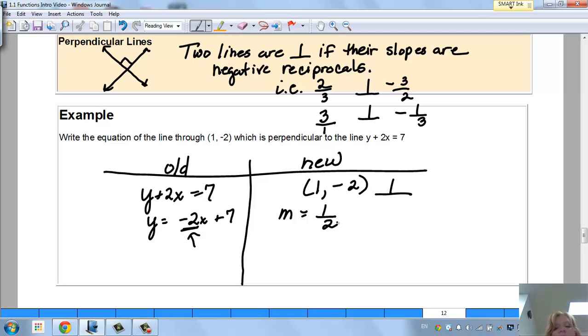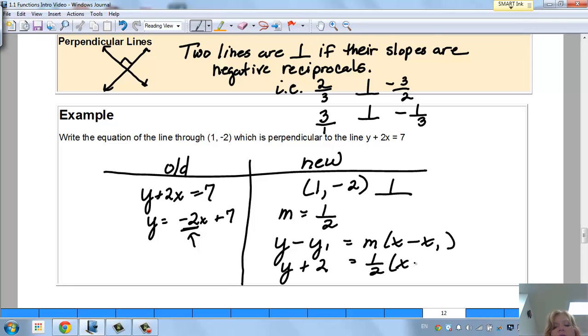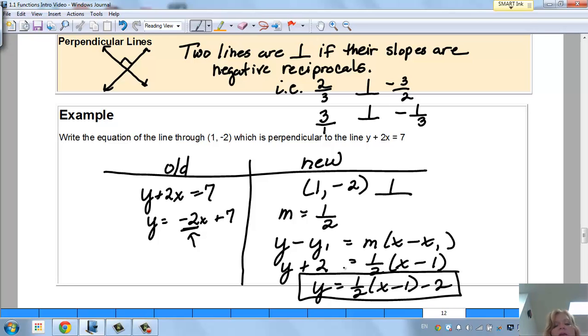All right? Now I have a slope and a point, so I can say y minus y1 equals m times x minus x1. And I'm going to throw in that point, so I have y plus 2 equals the slope, x minus 1, and I'll move that over. So I have y equals 1/2 x minus 1 minus 2. And there is my new line. And it's going to be perpendicular to that line. That ends this video.